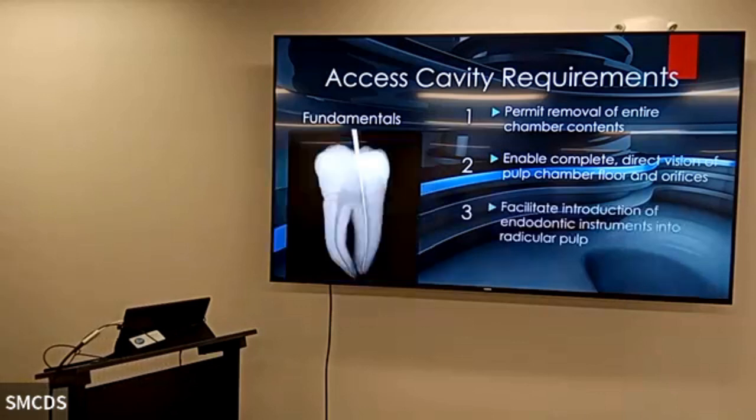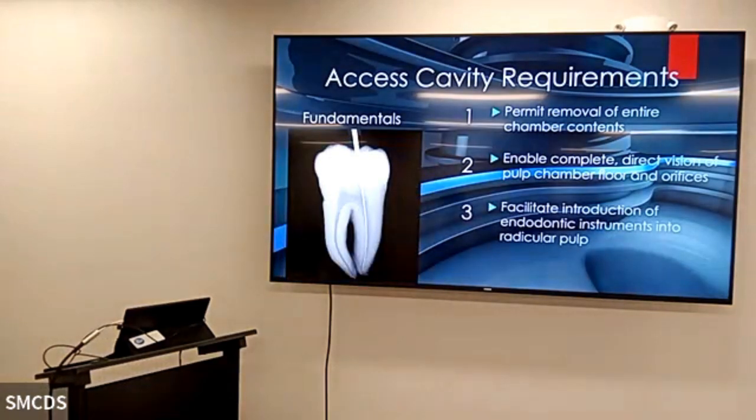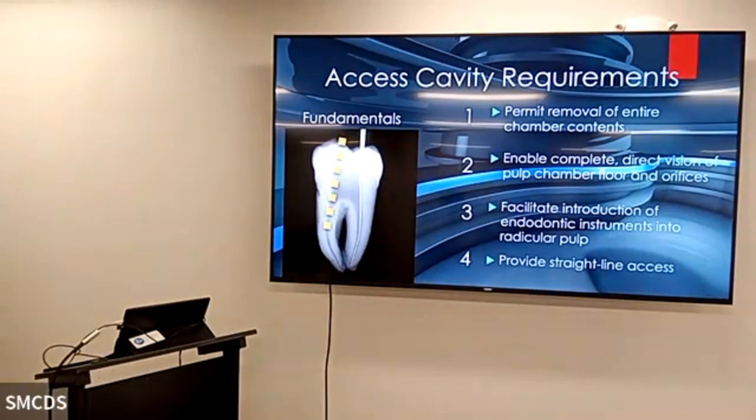It's simple, right? We want to make sure we can facilitate introduction of our instruments into the radicular pulp all the way to the bottom. And straight line access is very important with our access. Because if it's not, we put too much tension on parts of the file that we don't want to put tension on, and that can cause separation.